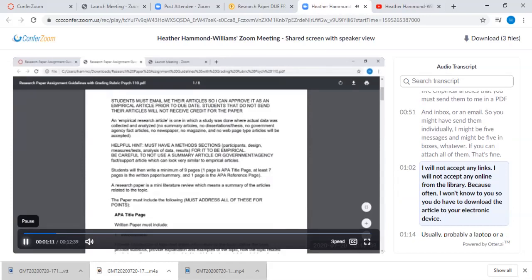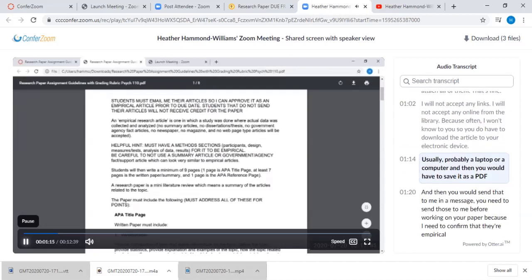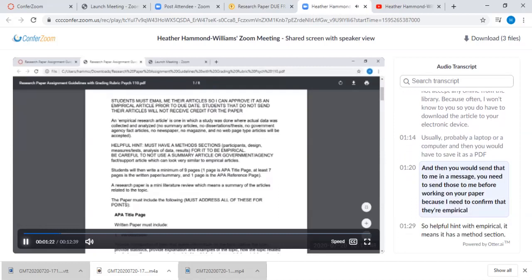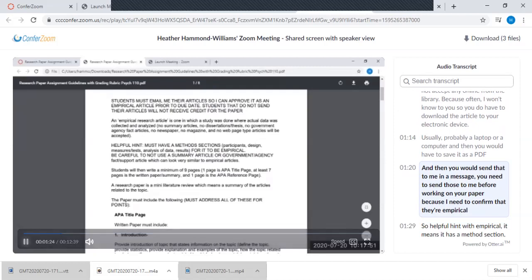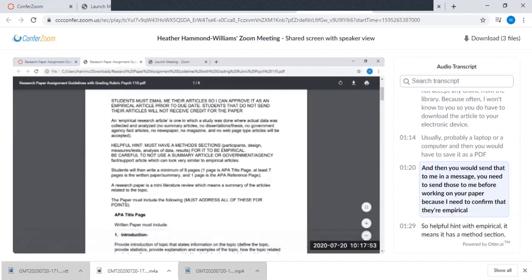So you do have to download the article to your electronic device, usually a laptop or a computer, and then save it as a PDF. And then you would send that to me in a message. You need to send those to me before working on your paper because I need to confirm that they're empirical.